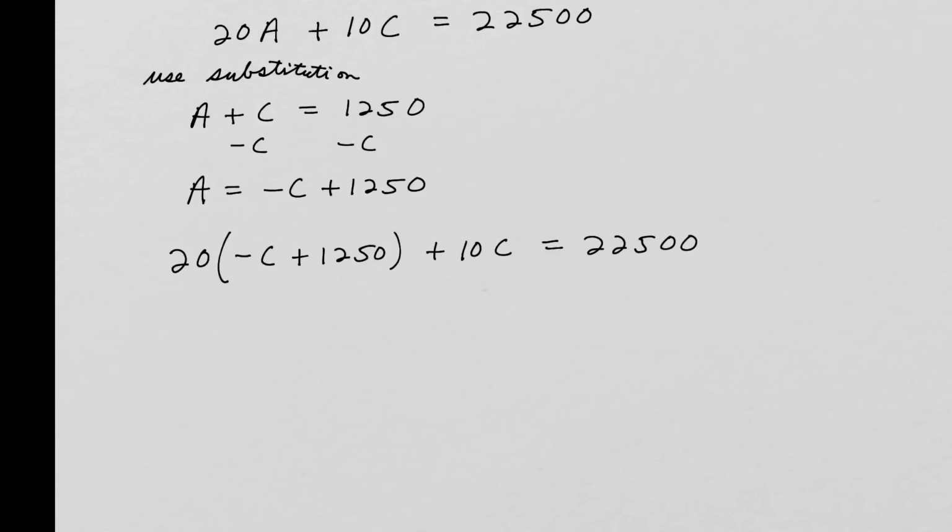Well, first we have to distribute the 20. So 20 times negative C is negative 20C. Let's say 20 times 1250. I'll just do this quickly on a calculator. It's 25,000. Plus 10C is equal to 22,500.